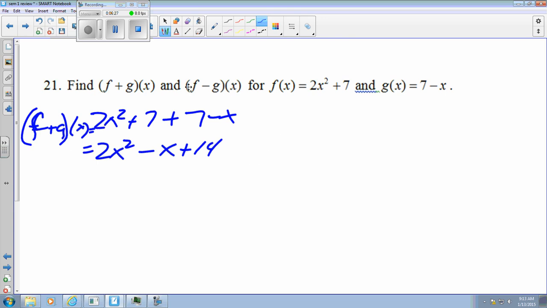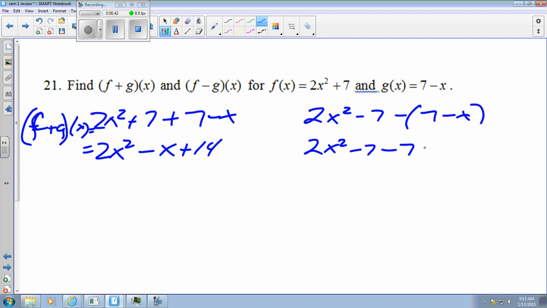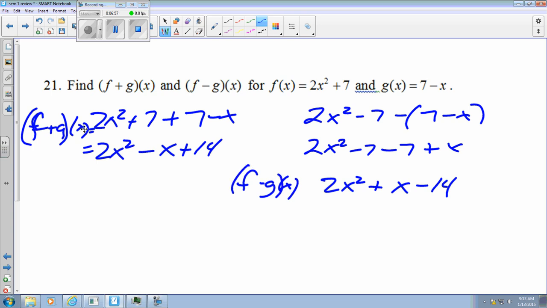And then the second one, if I'm going to do f minus g of x, I'm going to have 2x squared minus 7 minus the quantity of 7 minus x. So when I get rid of the parentheses, I get minus 7 and plus x. So I'm going to have 2x squared plus x minus 14. So this one is your f minus g of x. And this one's your f plus g of x.